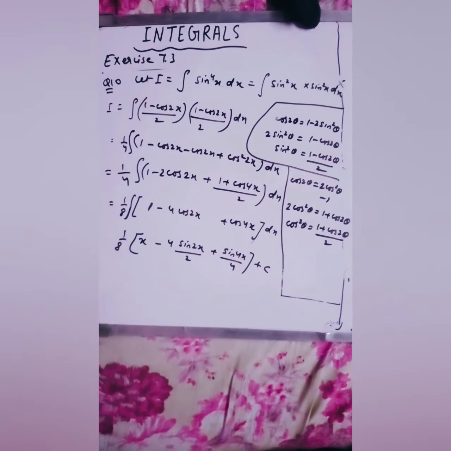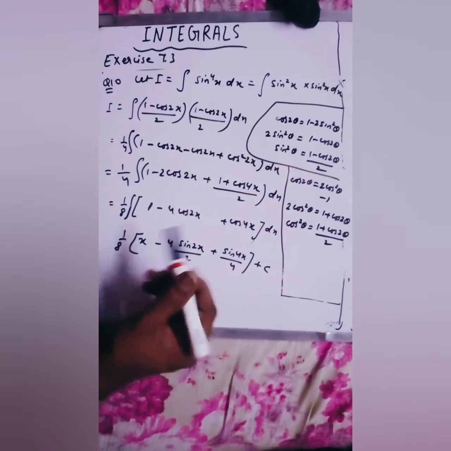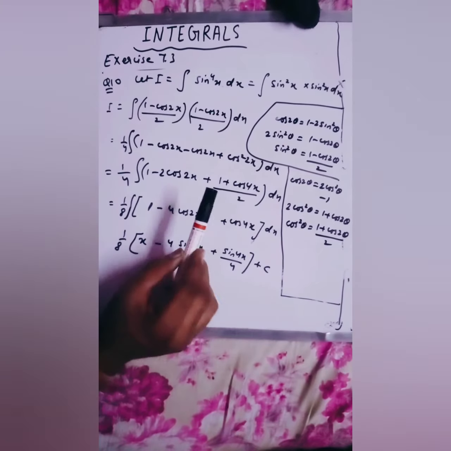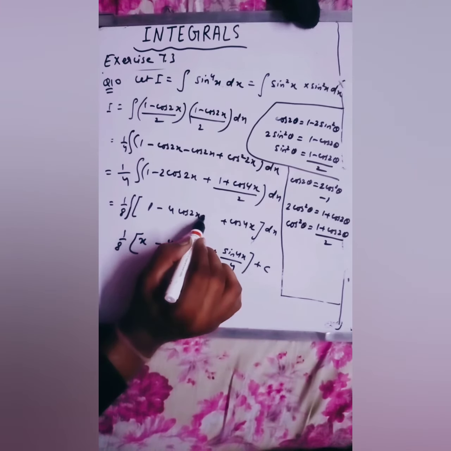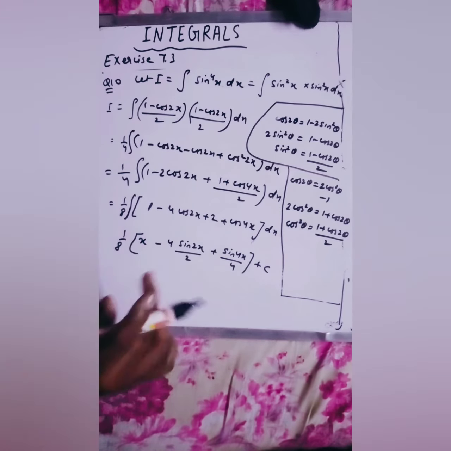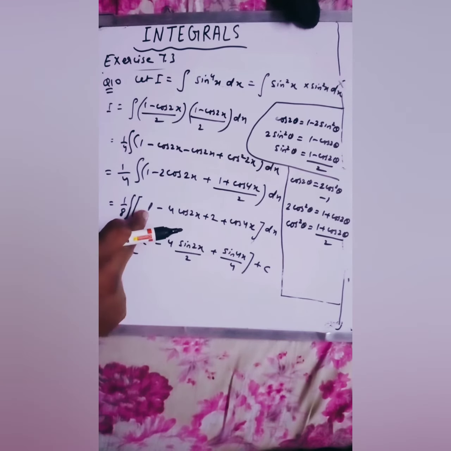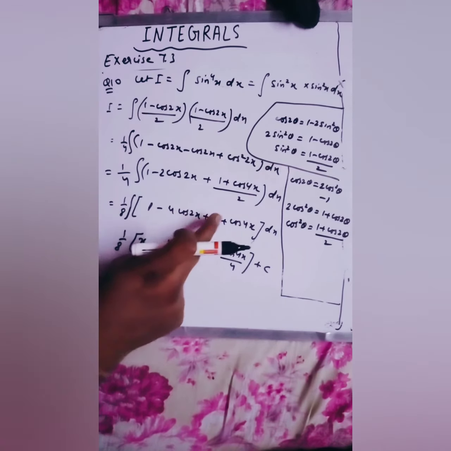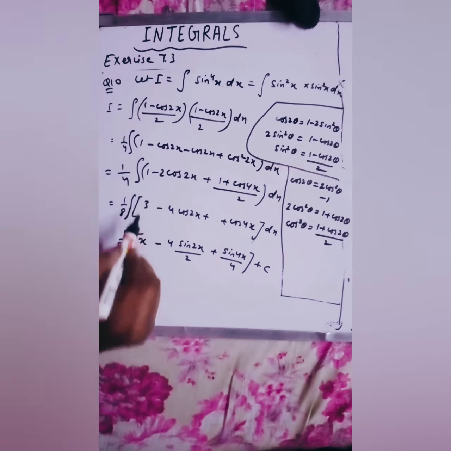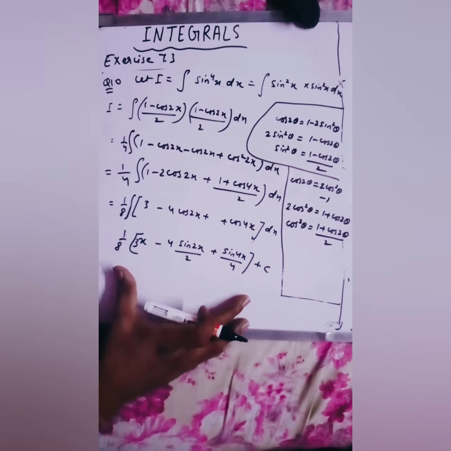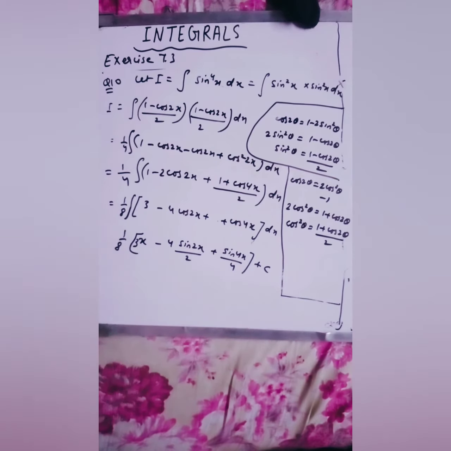Okay, see children, there is some calculation error. When you take the LCM, you will get plus 2 here. So 2 plus 1, that would be 3. So 3 will come here. So it will be 3x. Now it is correct. Now you can copy it.